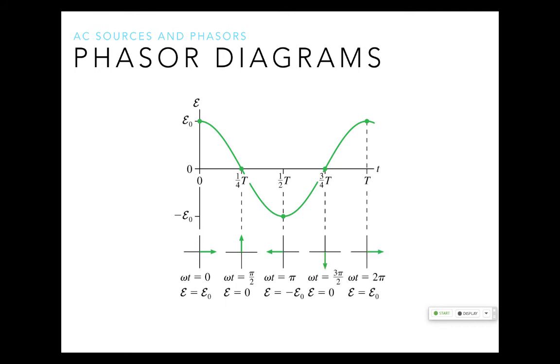All right? So you go all the way around the unit circle. Here you've made it all the way, omega t is 2 pi. That's the whole period. All right?